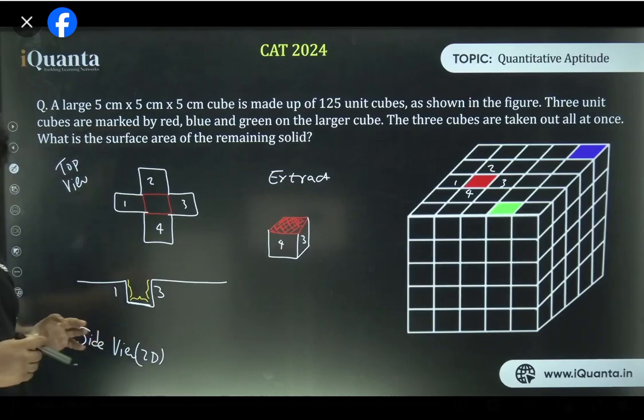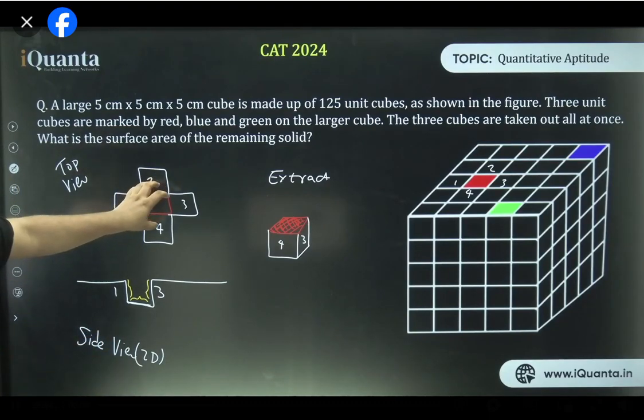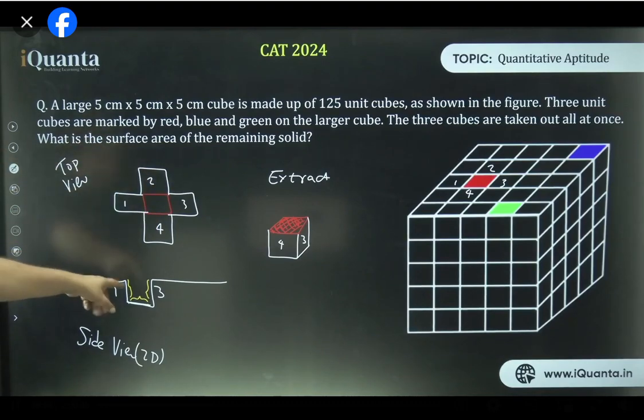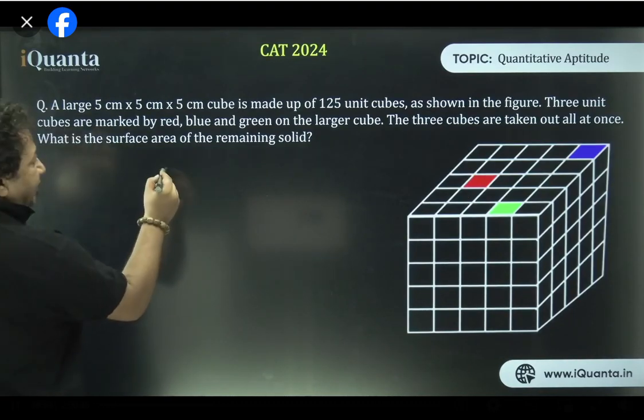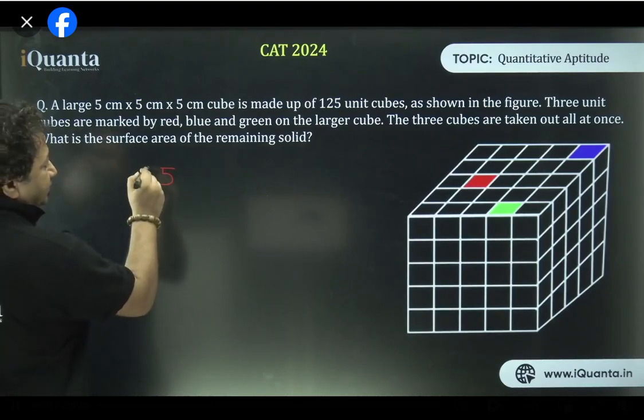So tell me, here we have got 5 new surfaces. In the red part, we have the top. I showed the top view, of course. From here this was taken out. So when I remove the red one, 5 new surfaces have come up. Yes or no?